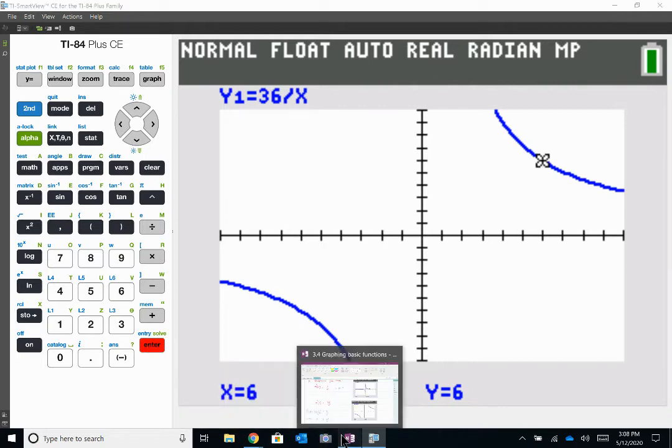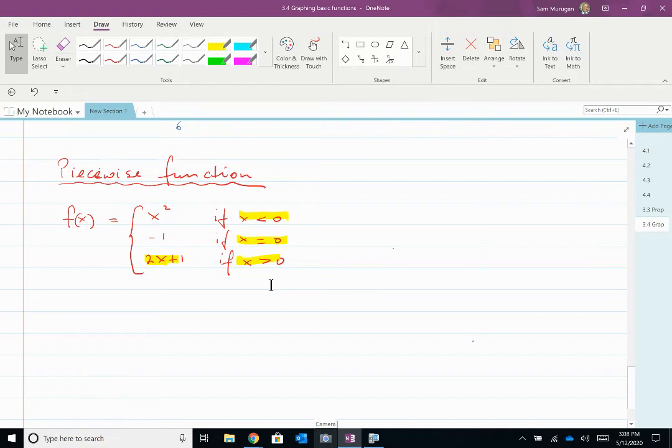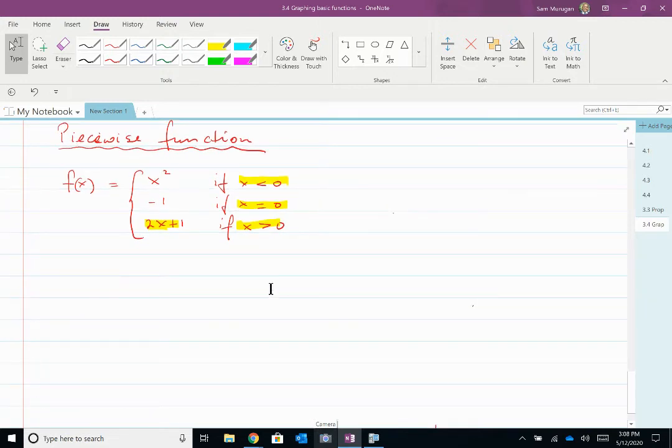Okay, the final type, this is a reasonably short chapter. The final type of function is called a piecewise function. And a piecewise function is comprised of more than one function.